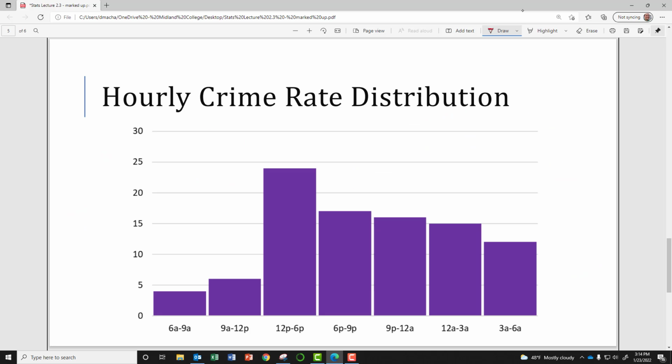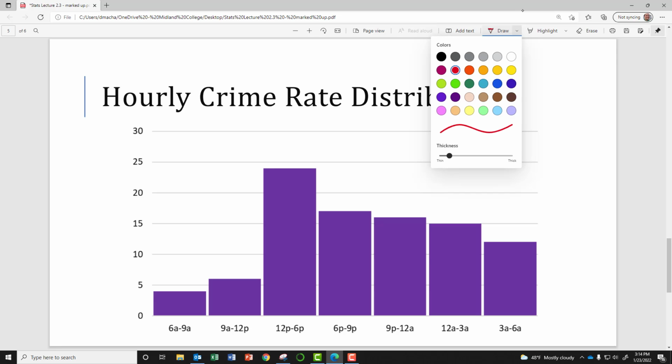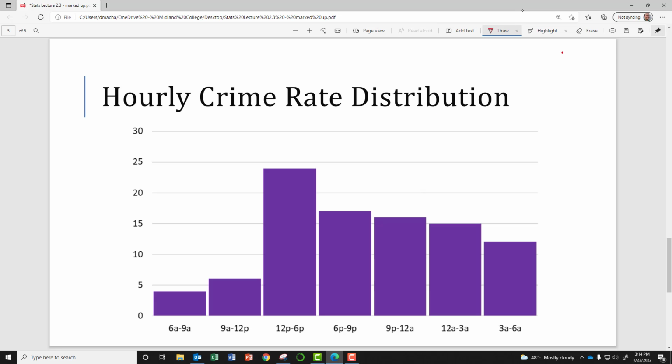Okay, this chart is titled Hourly Crime Rate Distribution. And so what this might be, let's say someone's trying to sell you a home protection system that has security cameras, for example. What they want to convince you is that the hours while you're away from home, so maybe you're away from home from 12 noon to 6 p.m., have the most crime.